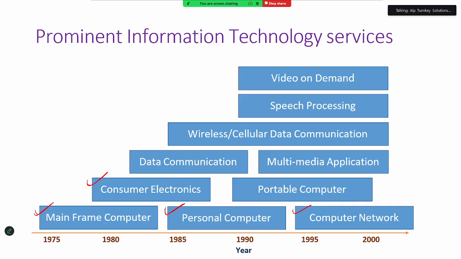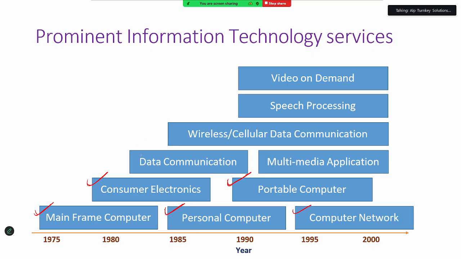Consumer electronics means whatever electronics we use for household applications. And portable: from 1990 to 2000, portable computers came. Portable means we can carry them. Those are battery operated, and nowadays we are using laptops. So laptops are nothing but portable computers. They came into the market around 1990, and till now we are using these portable computers.